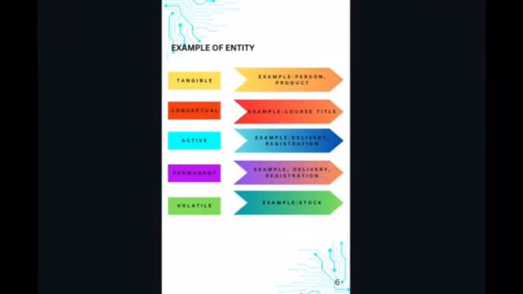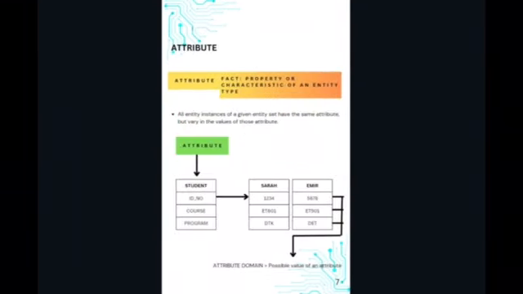Next, examples of entity. Tangible: the examples are person and product. Conceptual: the example is course title. Active: the example is delivery registration. Permanent: the example is delivery registration, same as active. The last one is volatile, for example stock.